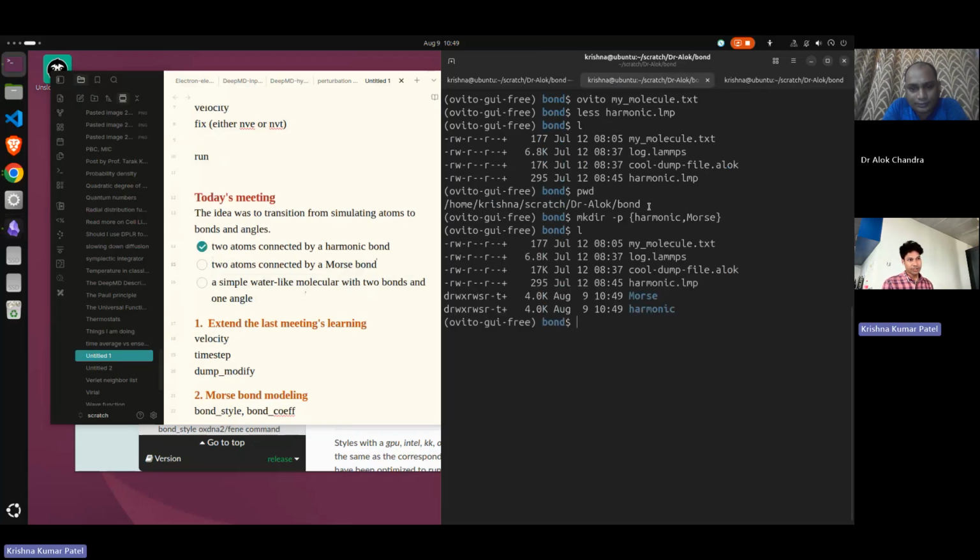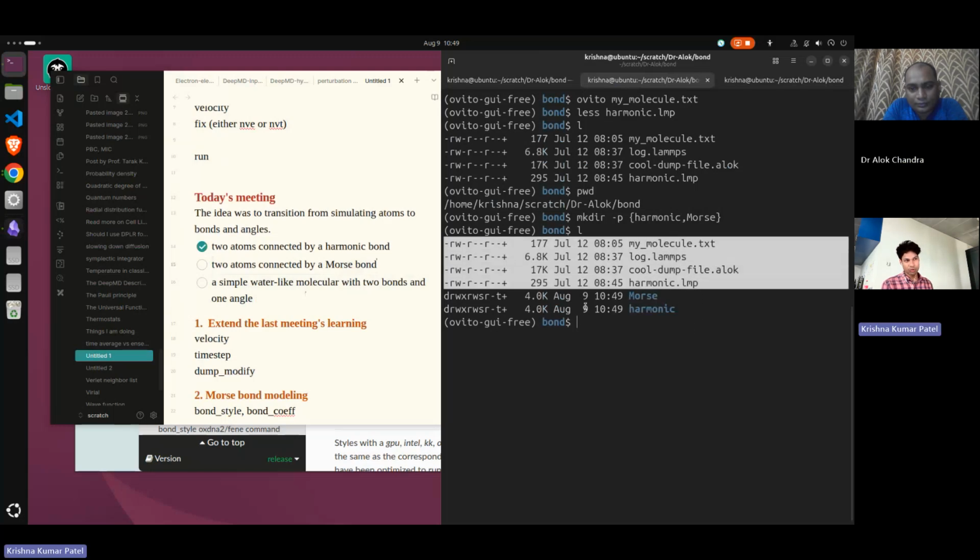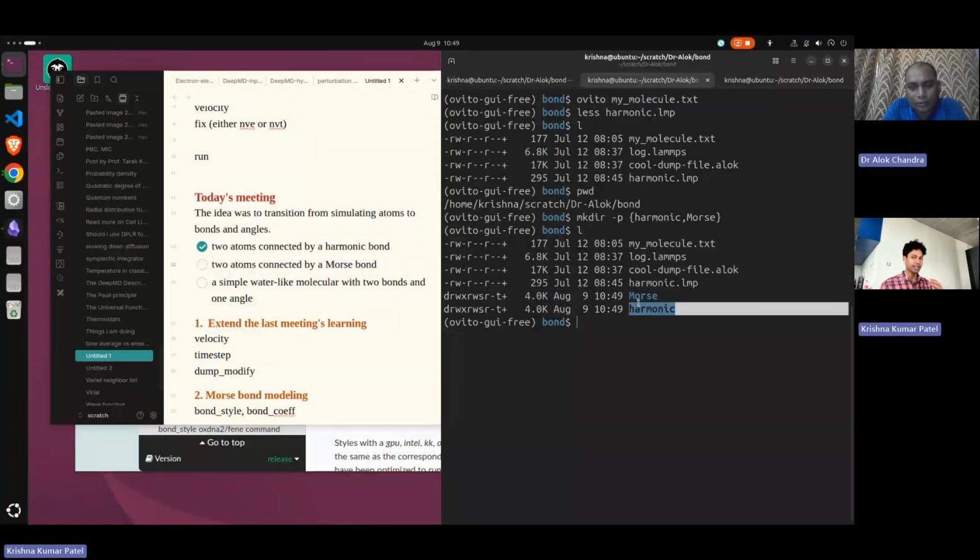You can see that the two directories are now available, Morse and harmonic, right? And I know that these files belong to harmonic. So what I'm going to do is just move all these files into this directory, okay? So that we can keep the project structure clean.